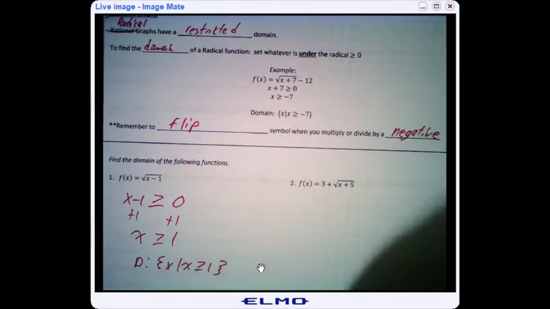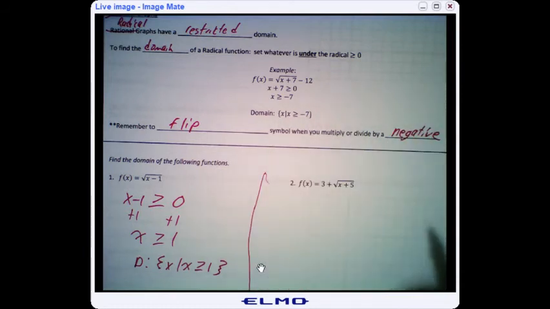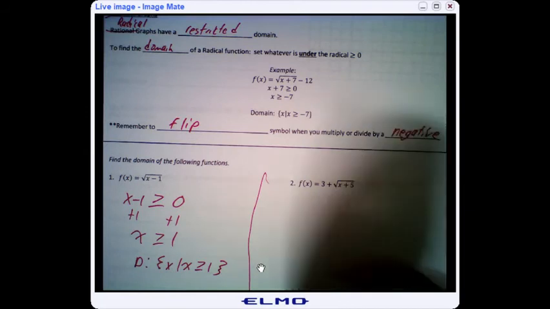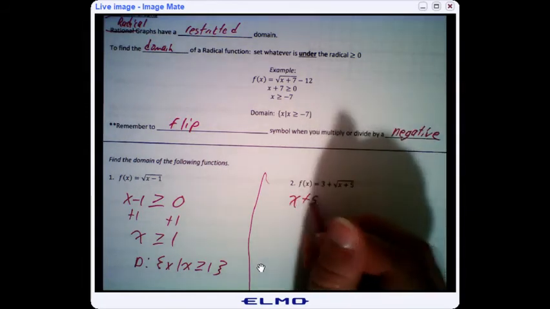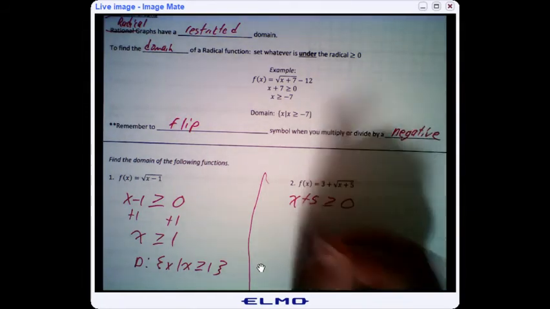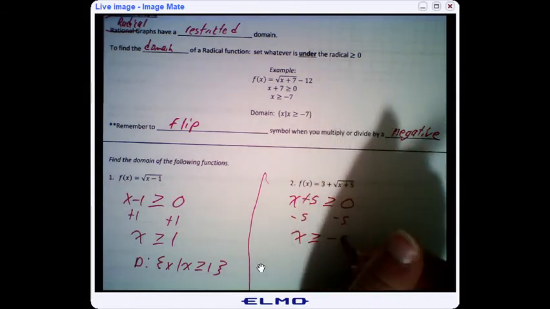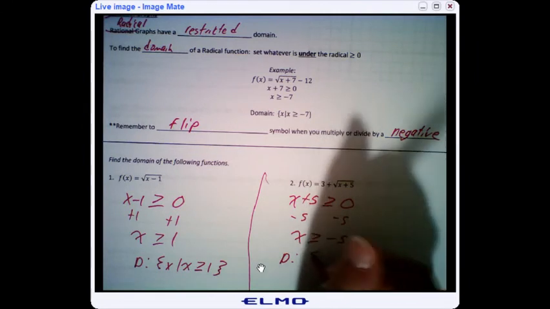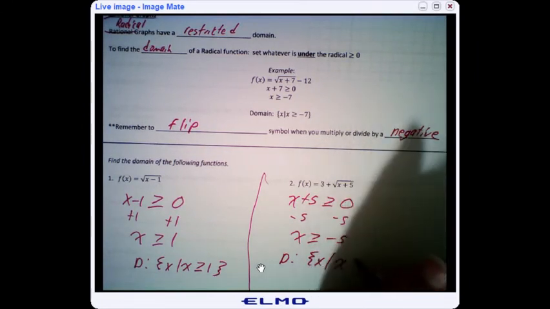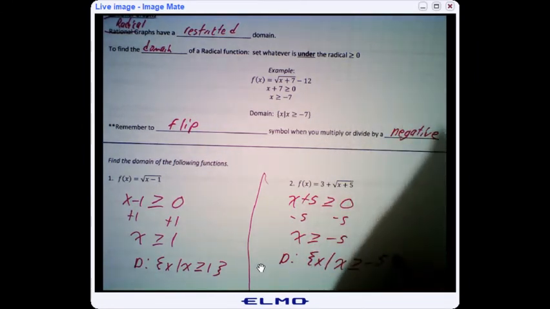For number 2, I've got 3 plus the square root of x plus 5. I don't care about the 3 if it's not underneath the radical. So I'm just going to say x plus 5 has to be greater than or equal to 0. I'm going to subtract that 5. So x is greater than or equal to negative 5. The domain is x such that x is greater than or equal to negative 5.